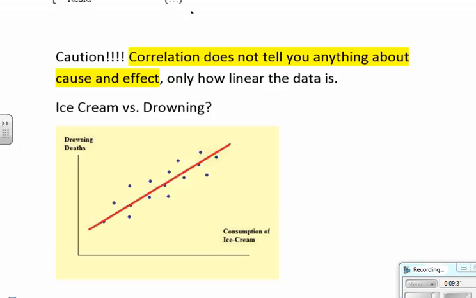More ice cream, more people drowned. Now, hopefully, obviously, you wouldn't say that ice cream causes people to drown. There's a lurking variable there: temperature. When it's hotter outside, more people eat ice cream. When it's hotter outside, more people go swimming and therefore more people drown. But you can't say one thing causes the other. So, again, just because two things are correlated does not mean that one thing causes the other.